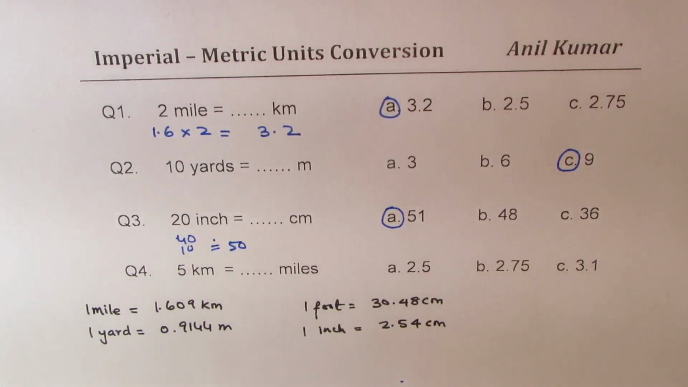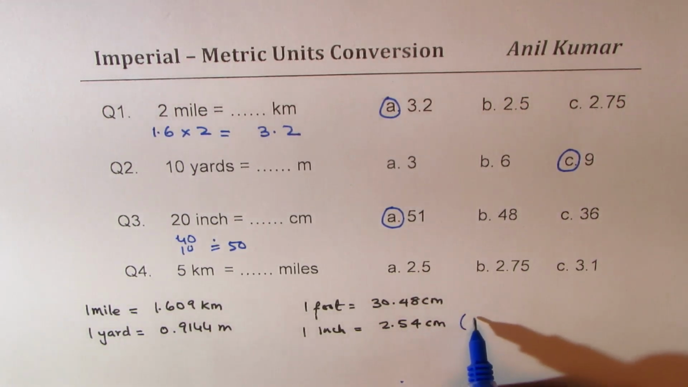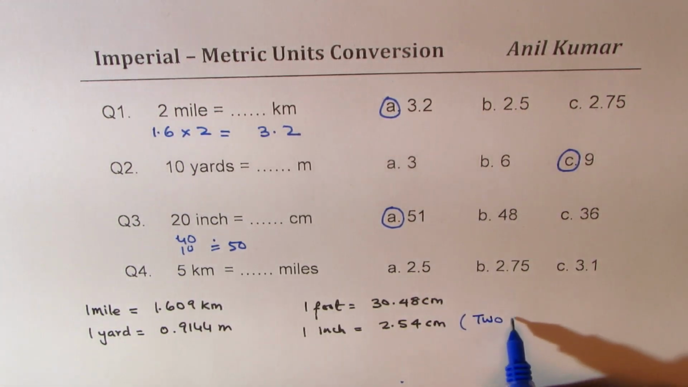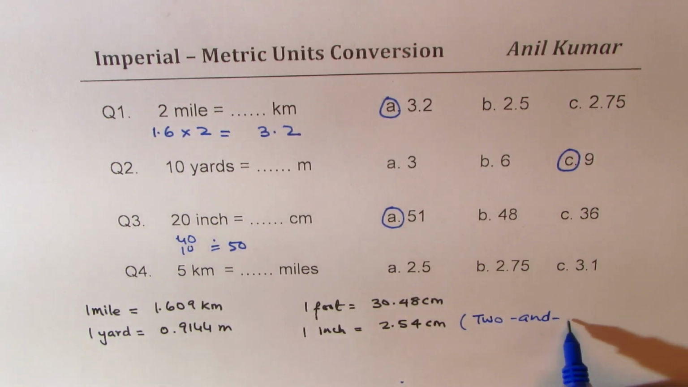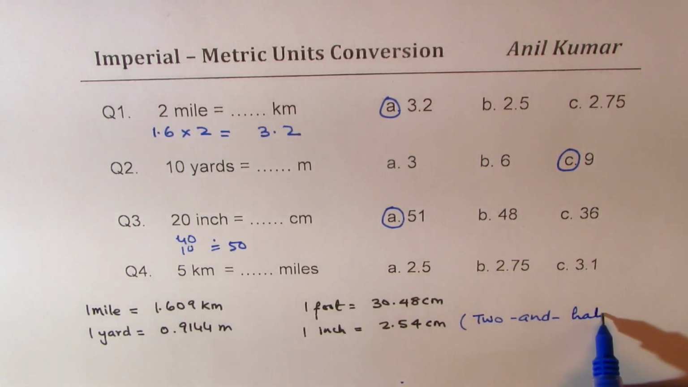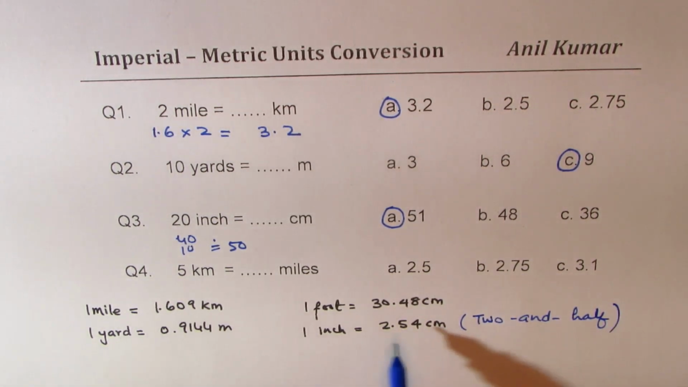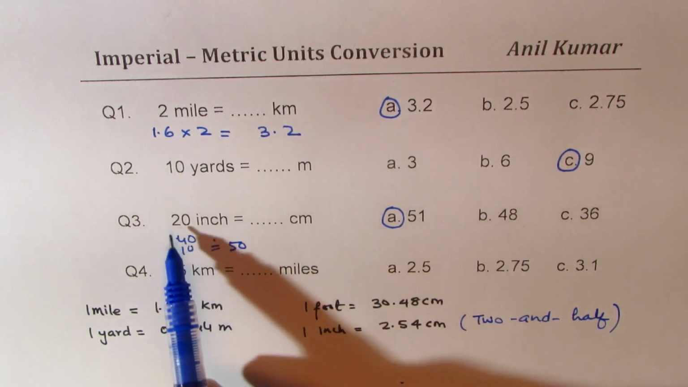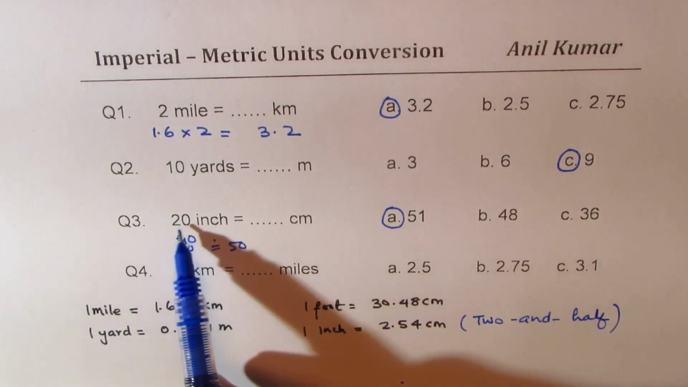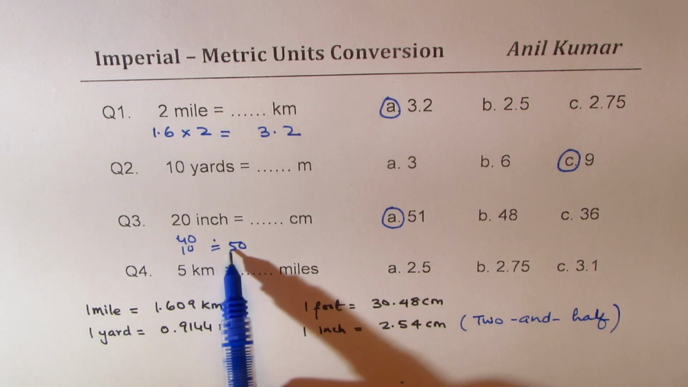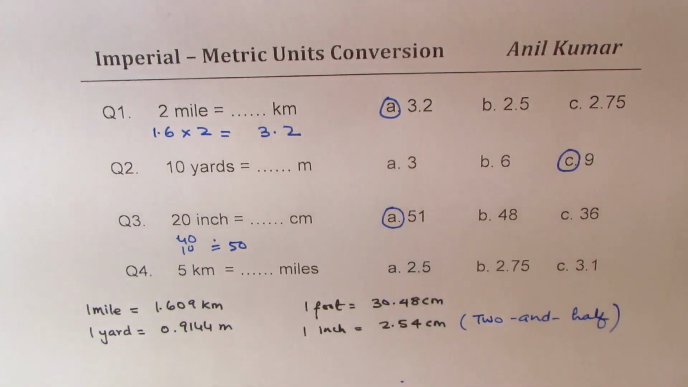You're getting my point. So many times a calculator may not be there with you. So we say 2.5 times. Think like this. It is 2.5. So if you think like this, it is easier. So twice 20 is 40 and half of 20 is 10. So when you add them, you get 50. So your approximate answer 51 is correct.